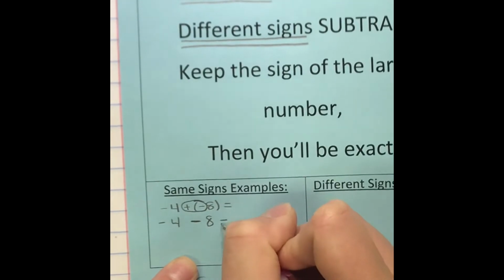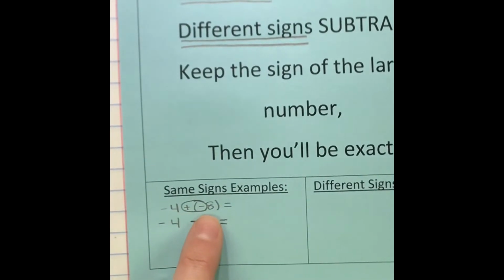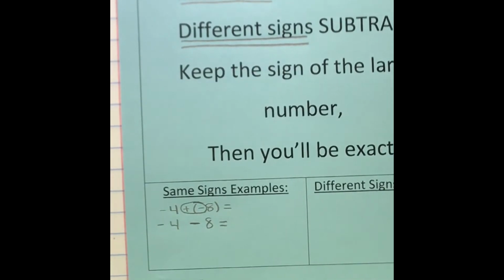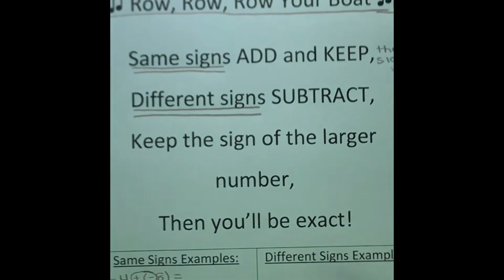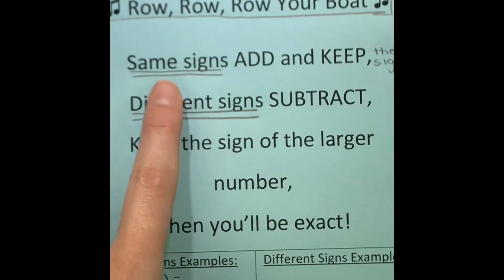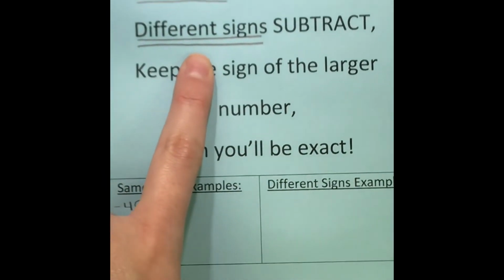So anytime you have a plus and a negative, it becomes negative. The negative outrules the positive. Now that I did step 1, I can do step 2. Step 2 says follow the rules in the song. So either they are the same or they are different.